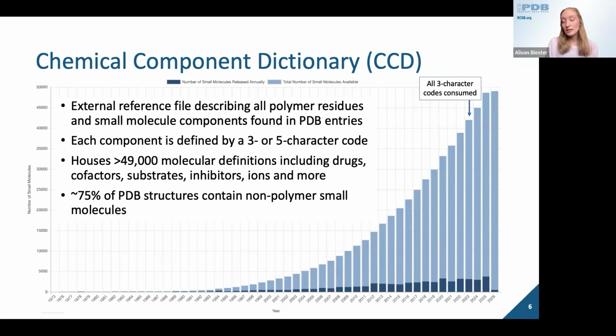In addition to amino acid and nucleic acid residues, members of the CCD include drugs, enzyme cofactors, substrates, inhibitors, metal ions, and more. Approximately 75% of PDB structures contain non-polymer small molecules. Ligands are common and important parts of PDB structures that are essential for understanding the function of biomacromolecules.